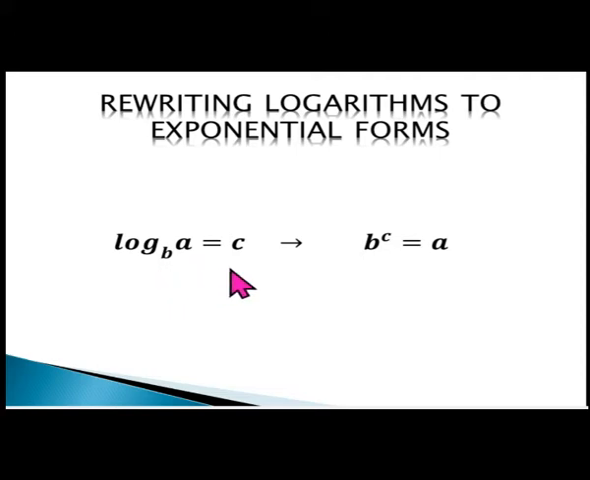equals c. In order for us to rewrite this logarithm to exponential, we must bear in mind that the variables or the values in our logarithm are also the values or the variables that can be found in our exponential. In our logarithm, we have the variables a, b, and c, and when we rewrite this into exponential, the same variables are being used, however, they have different positions.